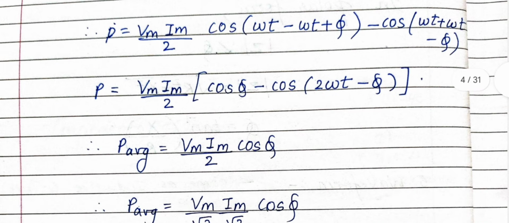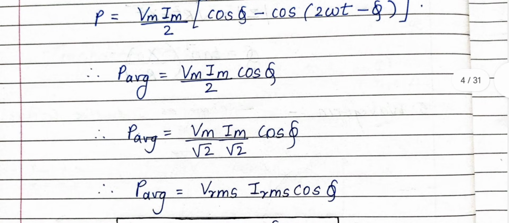Now just remove the fluctuating power component. I have explained this in part number 1. So you just have to take the average power, that is Vm Im upon 2 into cos phi. Write 2 in the format of root 2 root 2, and you will get Vm upon root 2, which is the formula for Vrms. What is Vm? Maximum voltage. And Vrms is Vm upon root 2, maximum voltage upon root 2.